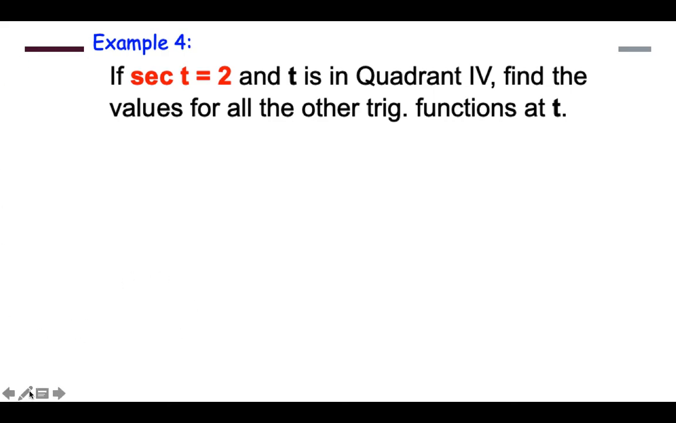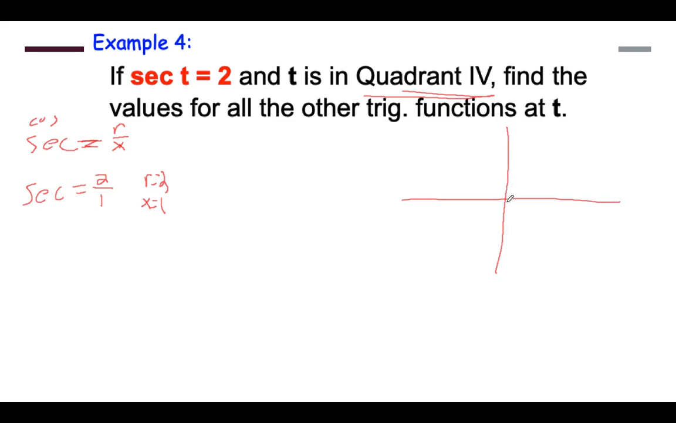So first off, we got to recall secant is reciprocal of cosine. And so that would equal, sorry, brain fart, r over x. So we can always write a whole number as a fraction over 1. So secant equals, well, 2 over 1. So r equals 2, x equals 1, and we know it's in quadrant 4. So let's draw this. Quadrant 4, radius is 2, our x value is 1.